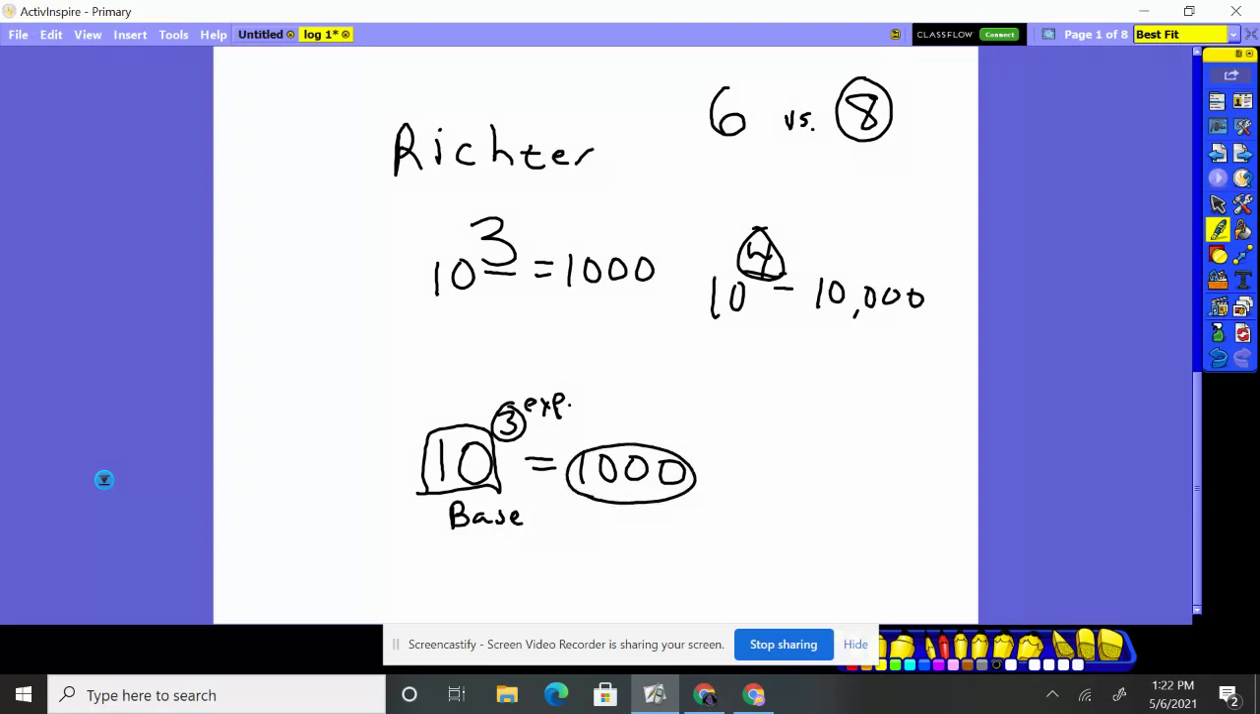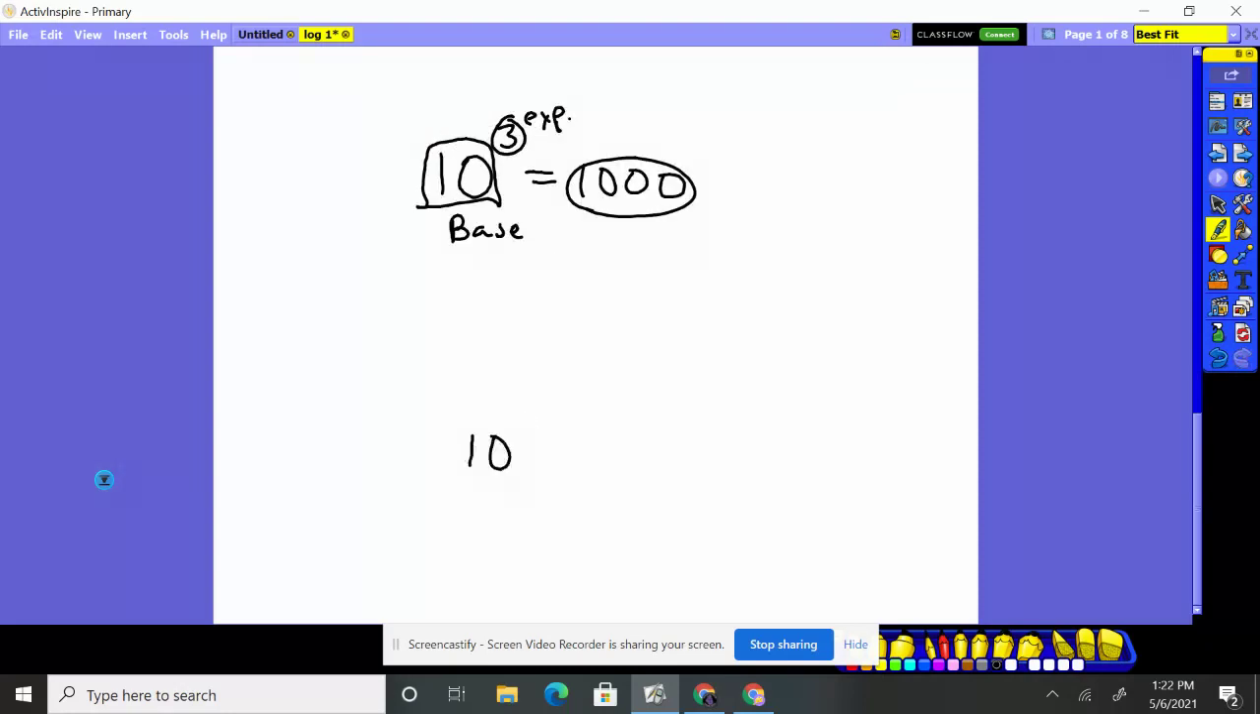And then there's sort of our number. Well, how would we write this? How would we write 10 to the third equals 1,000 if we wanted to write it as a log? Well, here's the way it'd be written. Log of 1,000 base 10 is equal to 3. That answer to the log problem is always the exponent. In this case, it's 10 to what power?